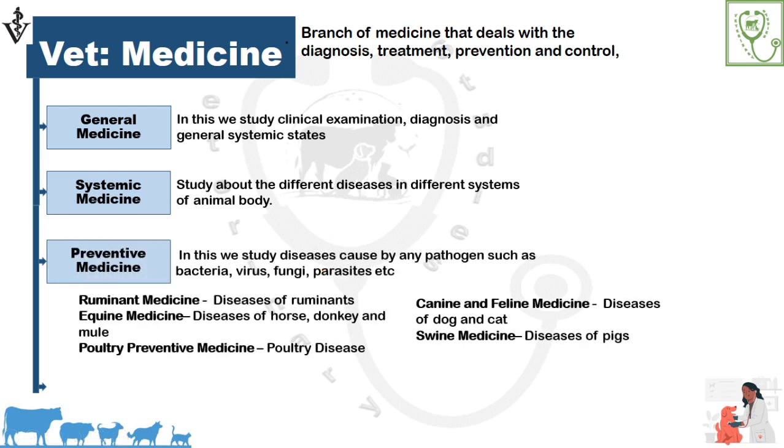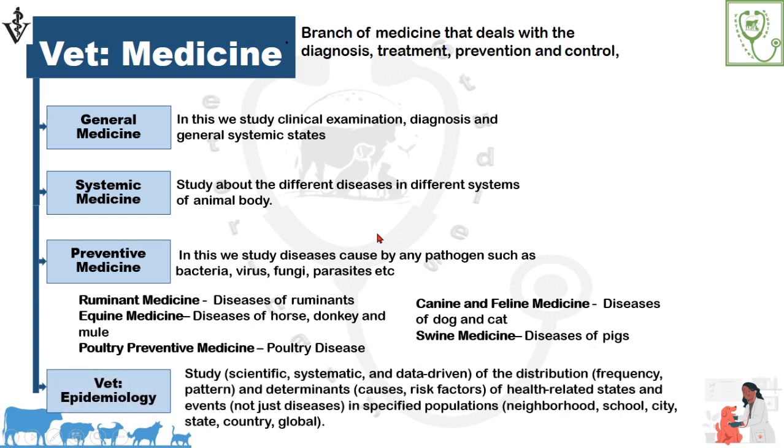Preventive medicine. In this we study about those diseases which are caused by any pathogen such as bacteria, virus, fungi, parasites. Preventive medicine includes ruminant medicine in which we study about the diseases of ruminants, equine medicine about the diseases of horse, donkey, mule, poultry preventive medicine about the poultry diseases, canine and feline medicine about the diseases of dogs and cats, swine medicine about the diseases of pig.